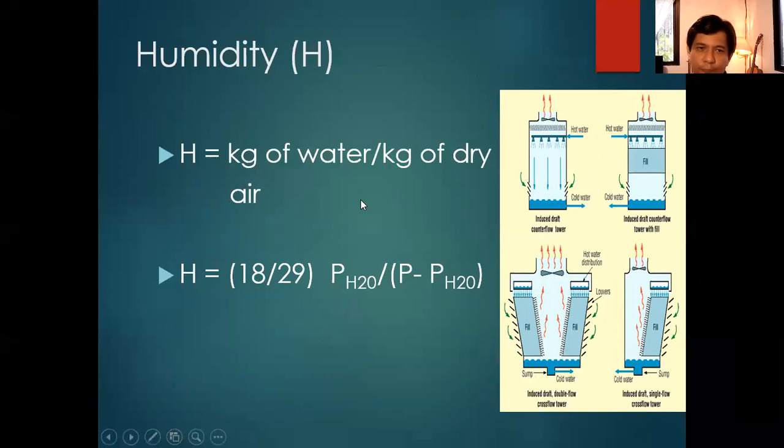Okay, so these are the equations that you need to recall. First is for humidity. Humidity is defined as kilogram of water per kilogram of dry air. How do we calculate this? If you still remember, this is calculated as pH2O, the partial pressure of water, divided by P minus pH2O, where P is the total pressure, times 18 divided by 29. Do you still remember this? What is the justification for this?